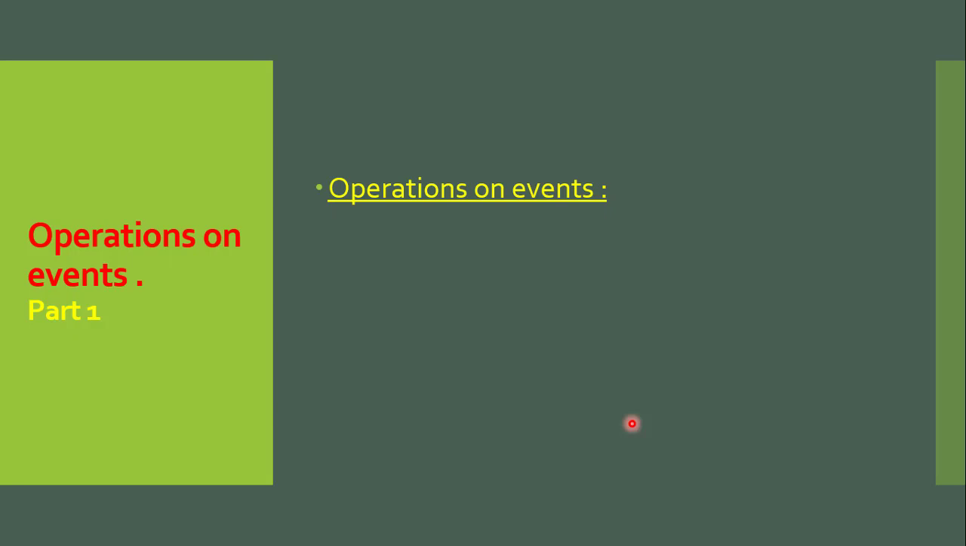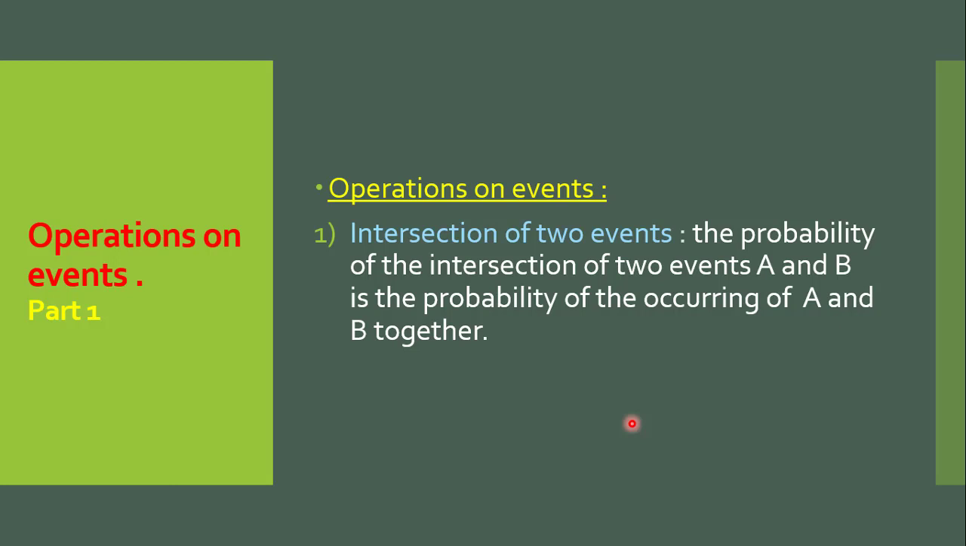Let's study some operations on events. At first, we will study the intersection of two events. As we said before, the probability of the intersection of two events, for example A and B, is the probability of the occurring of A and B together at the same time. So, the probability of A intersect B equals the number of elements of A intersect B over the number of elements of S, which is the sample space.